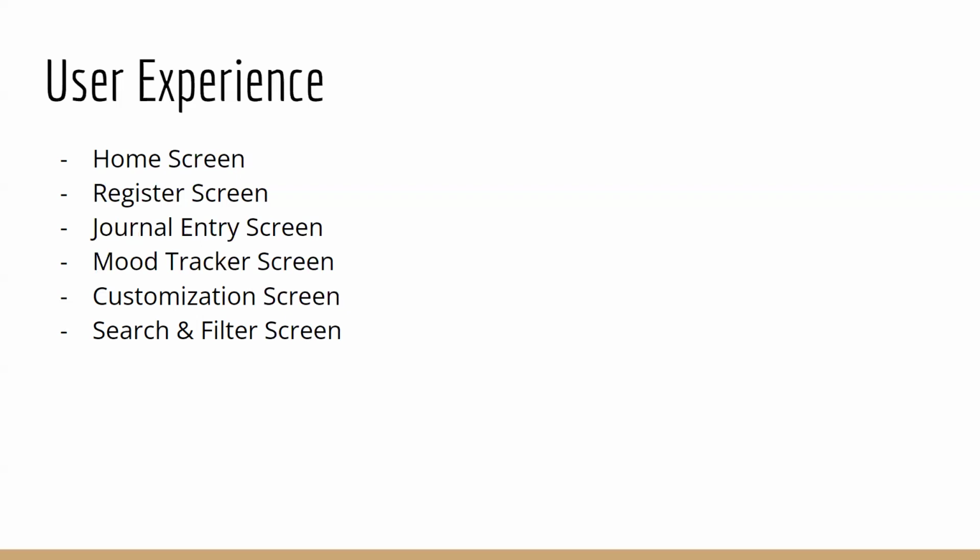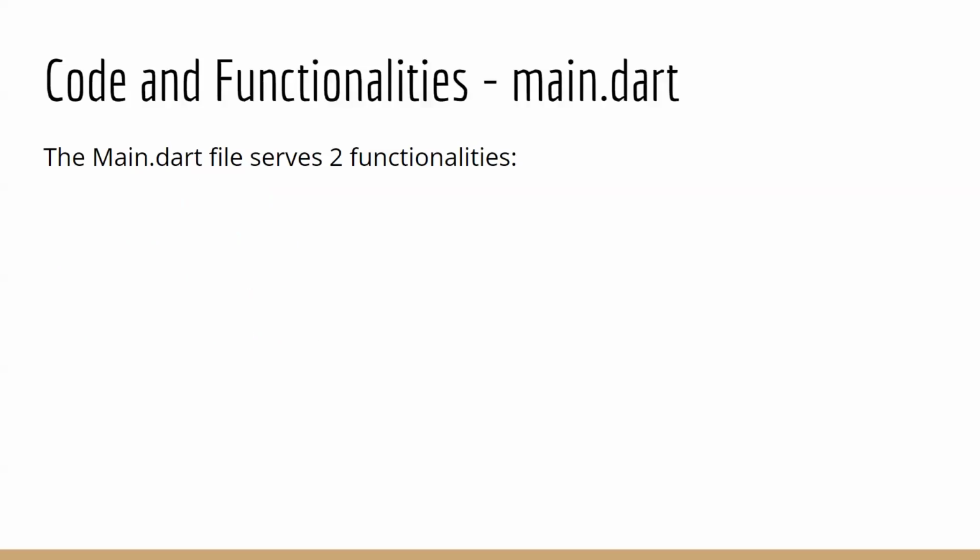Mood tracker screen is for displaying daily moods, viewing mood history, and their corresponding icons. A customization screen is for changing background or adding stickers to journal entries. And finally, search and filter screen is for finding past entries by date or title.